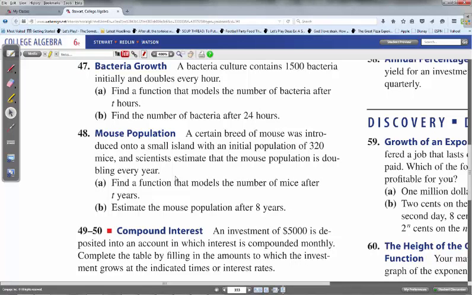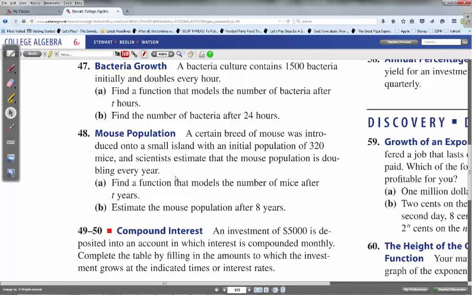I thought we might look at this problem 48 here. A certain breed of mouse was introduced onto a small island with an initial population of 320 mice. Scientists estimate that the mouse population is doubling every year. Find a function that models the number of mice after t years. Later on, in the last section of this chapter, we'll get a standard exponential growth function, and you can look ahead in the book if you want to find that. But it's not too hard to come up with this.